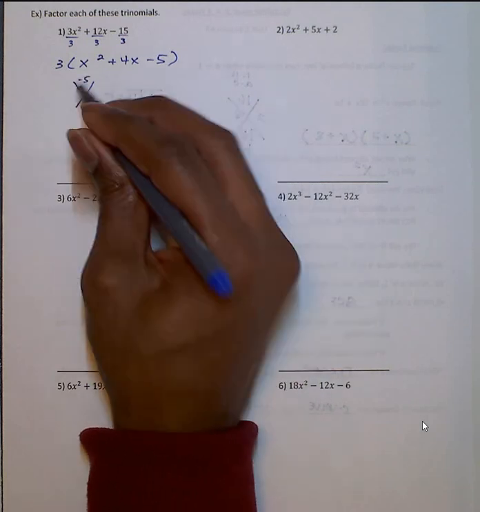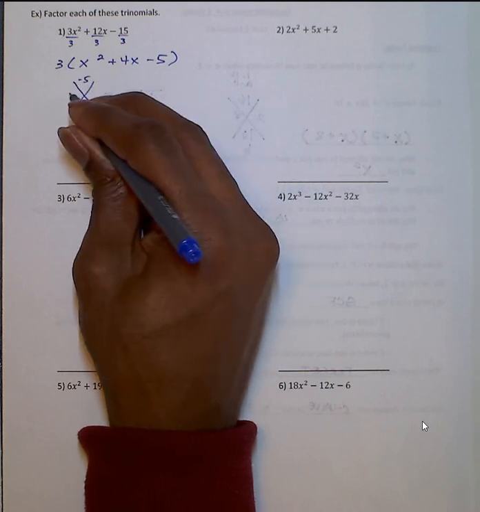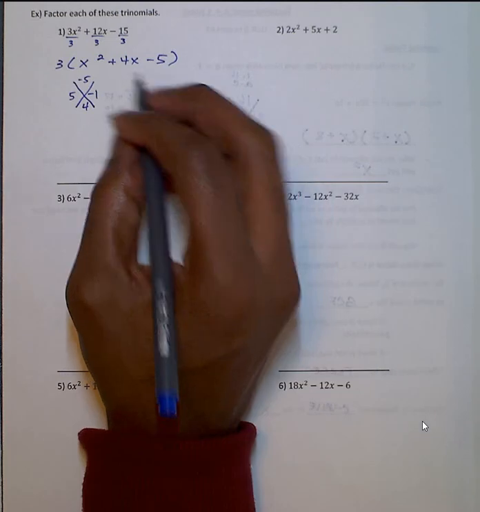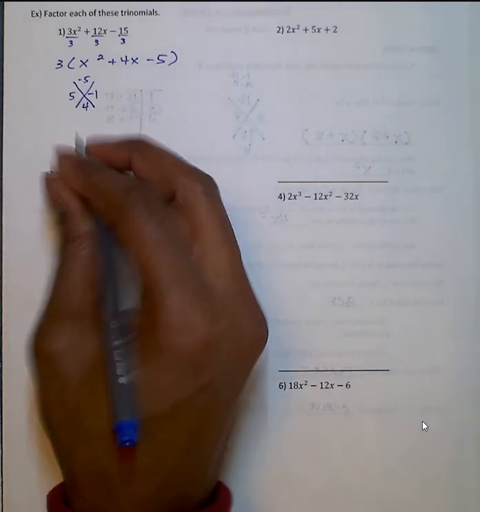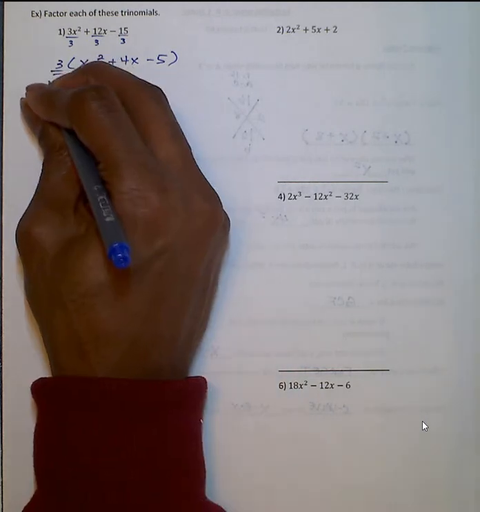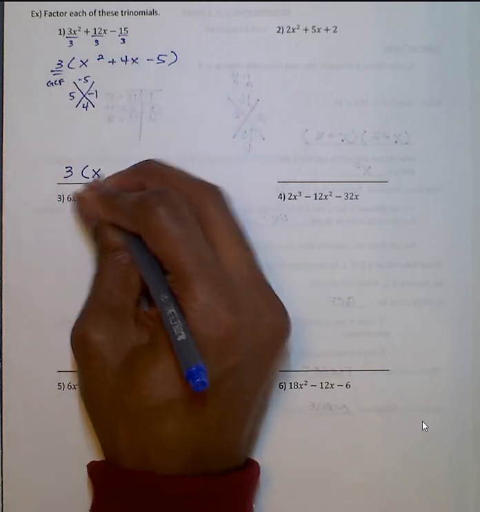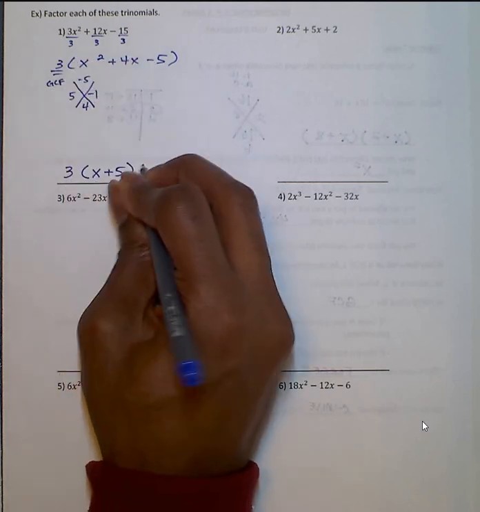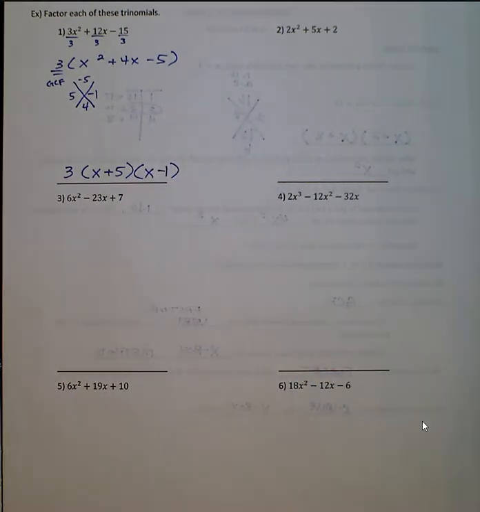Okay? And so this is negative, this is positive. That means they're different signs, and the bigger one is positive. 5 and negative 1. Okay. So as I write my final answer, I've got 3, the GCF. I can't forget to write that in my final answer. And then I have my two binomials, x plus 5, x minus 1. There we go. So not too bad.